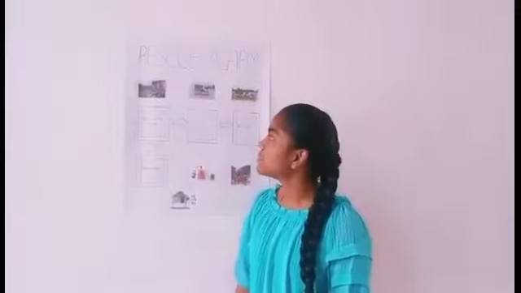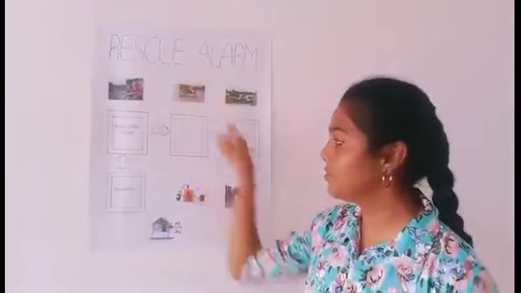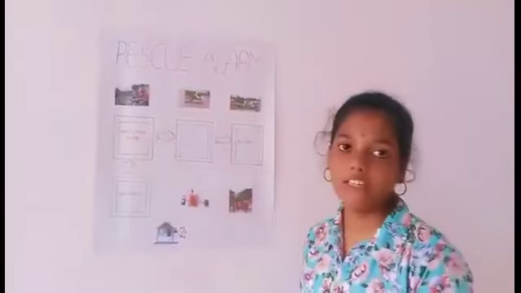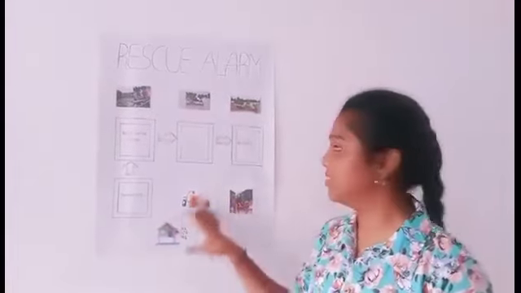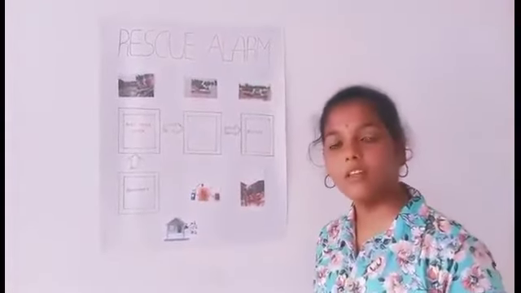This rescue alarm consists of a transmitter, sensor, tracker and buzzer. The transmitter transmits the message to the rescue team. The sensor senses the water level. The tracker helps to find the exact location. The buzzer alerts the people inside and outside the house.